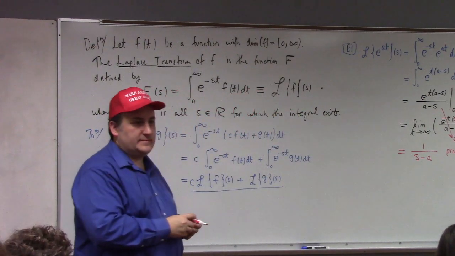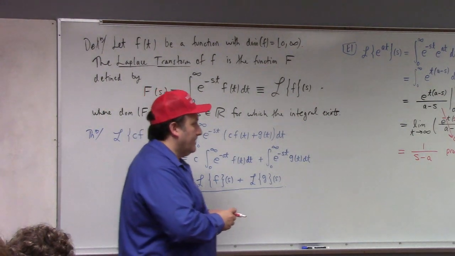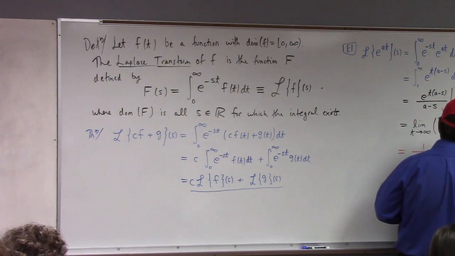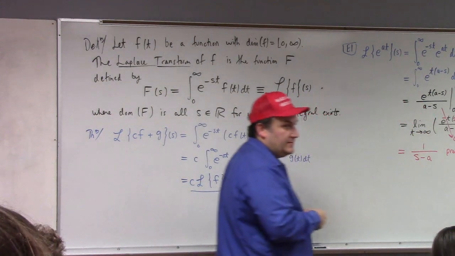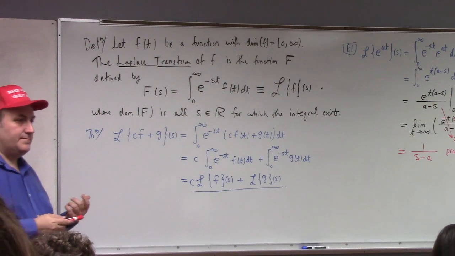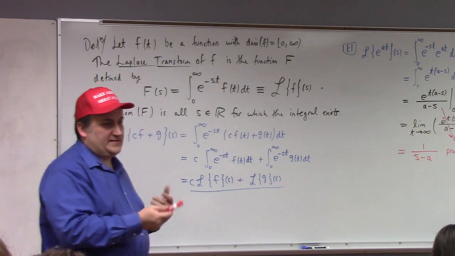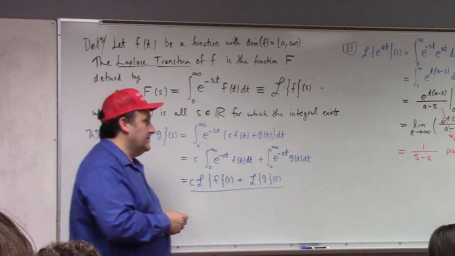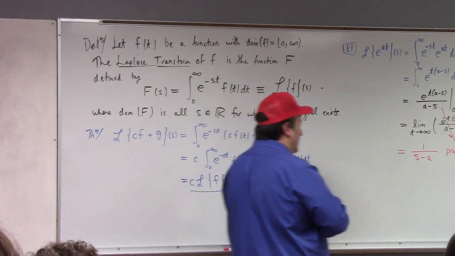What condition do I need on s? Right idea, but wrong direction. So s greater than a is what we need, right? If s was less than a, then you'd have e to a positive quantity there, and that positive quantity would be getting arbitrarily large, which would blow up. So in order for the integral to exist, we need that s is greater than a, but there you go.